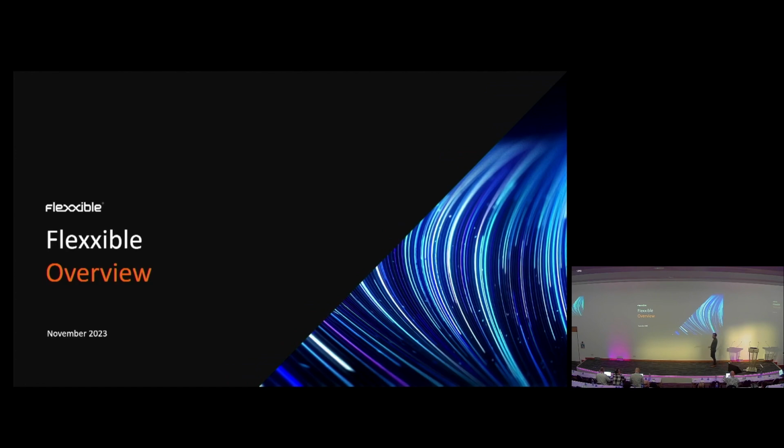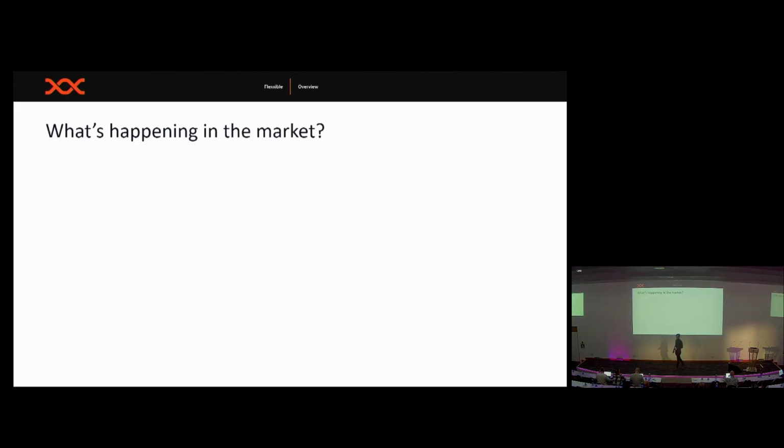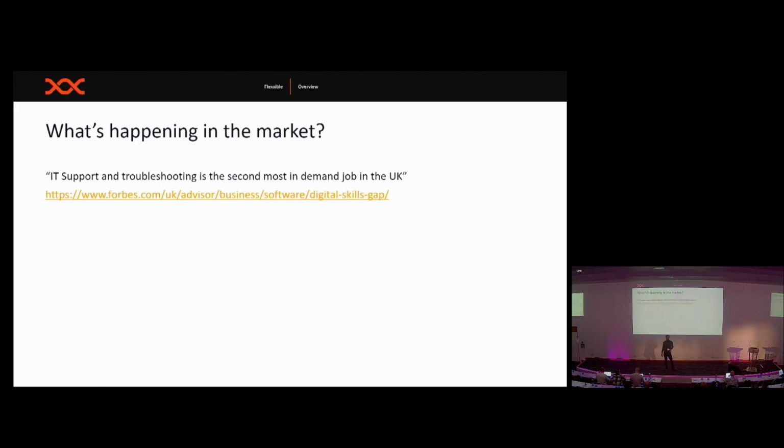But before I talk about the benefits and the flashy bits, it's probably better to start with the problem. What is the problem? Well, what we're seeing in the market is quite interesting. The second highest demand IT skill in the UK right now is IT support and troubleshooting. Okay? I can see a few nods. There's not actually that many people who are really good at troubleshooting, especially in EUC.